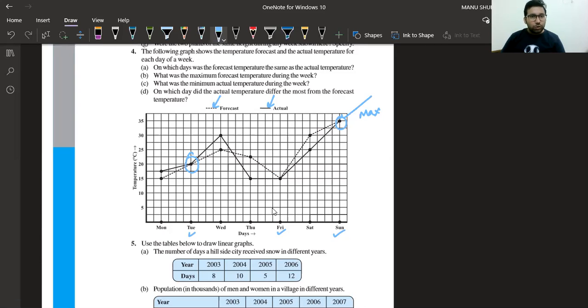Okay. Now, what is the minimum actual temperature? Please tell me. On the graph, try to locate the point on the solid line which is minimum. Yes, you can see this is the point which is minimum on the solid line. That is 15. Good, Rachit. Joel, why 15.5, beta? I think it is 15 only. Please check. It is 15 only. So this way we have to locate the points very carefully.